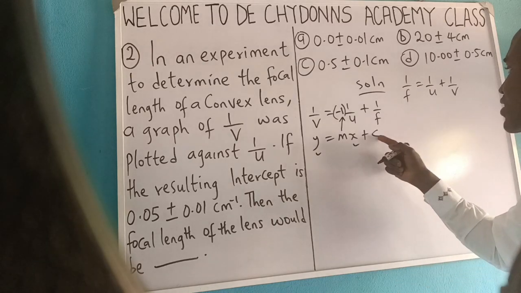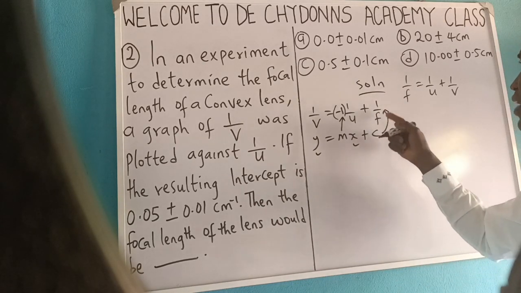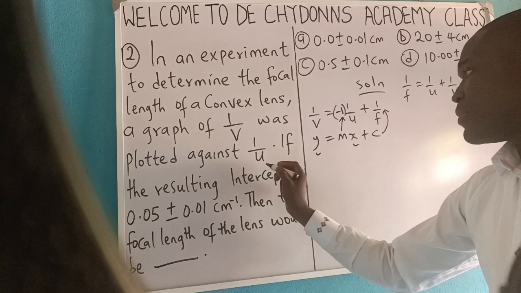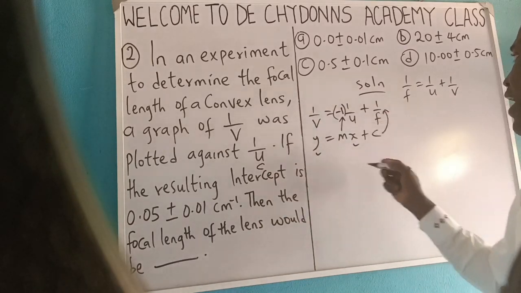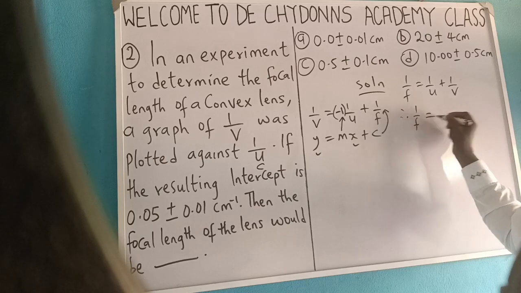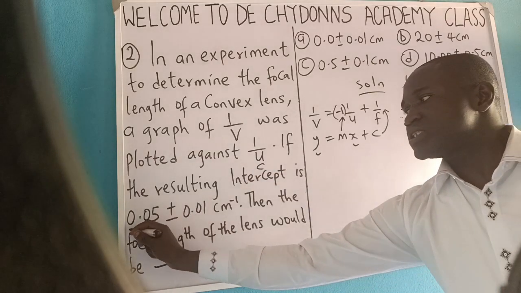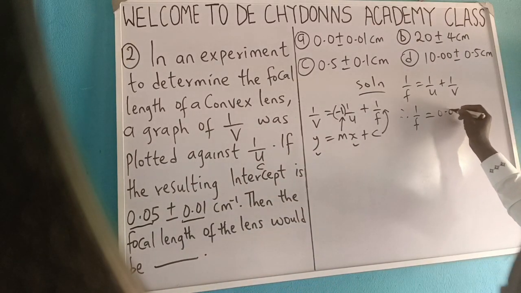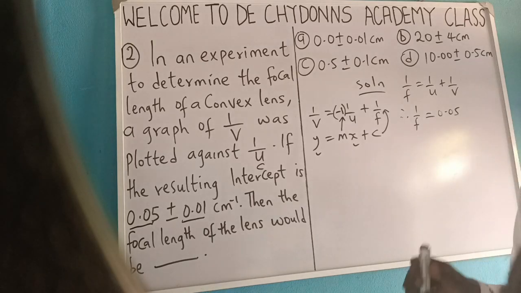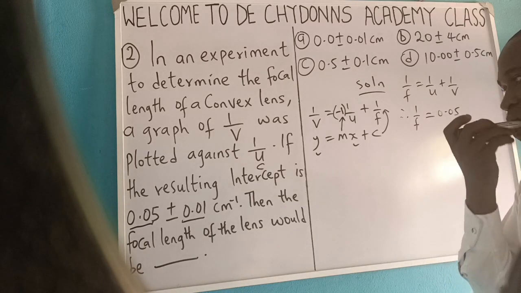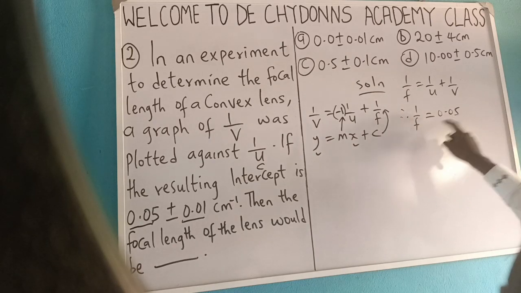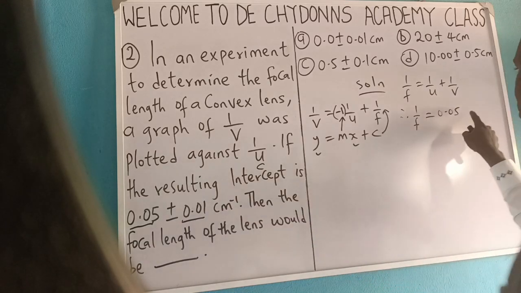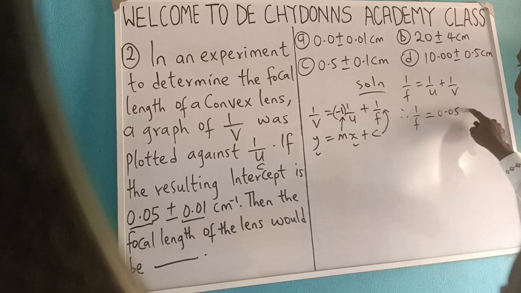And so, since this intercept is noted to be 1 over f, and they say the resulting intercept is this, that means this is our c. Our c is 1 over f. We will tell them 1 over f is equal to what they gave us here. So this is the 1 over f and the error in getting 1 over f. This is 0.05. That is our 1 over f. That is why the unit is per centimeter here, because it is 1 over something.